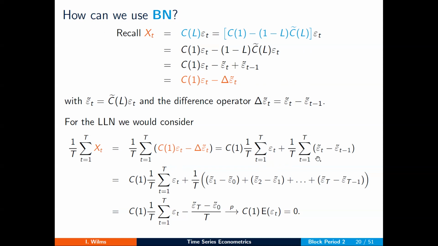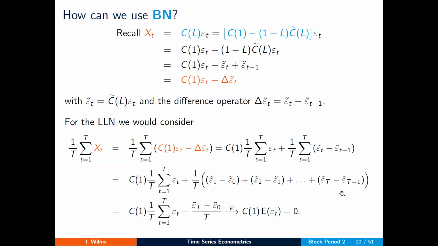For the last part over here, this is nothing more than the sum of the differences of the epsilon tildes. And let's write out this sum. So for the first time point t equal to 1, we have the difference between epsilon tilde 1 and epsilon tilde 0. For the second term t equals 2, we have the difference between epsilon tilde 2 and epsilon tilde 1. And that goes all the way until we finally arrive at the last difference between epsilon tilde at the last time point capital T and the previous value.